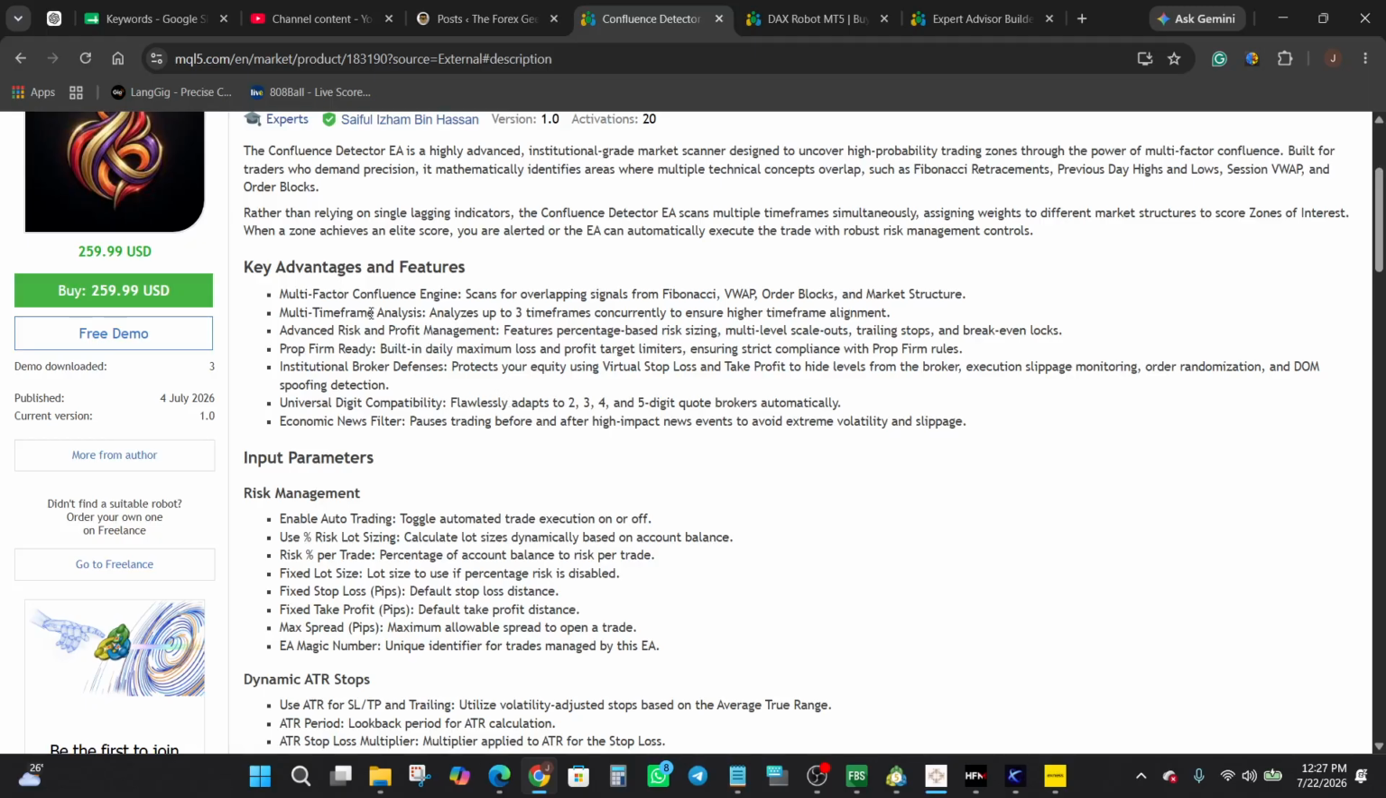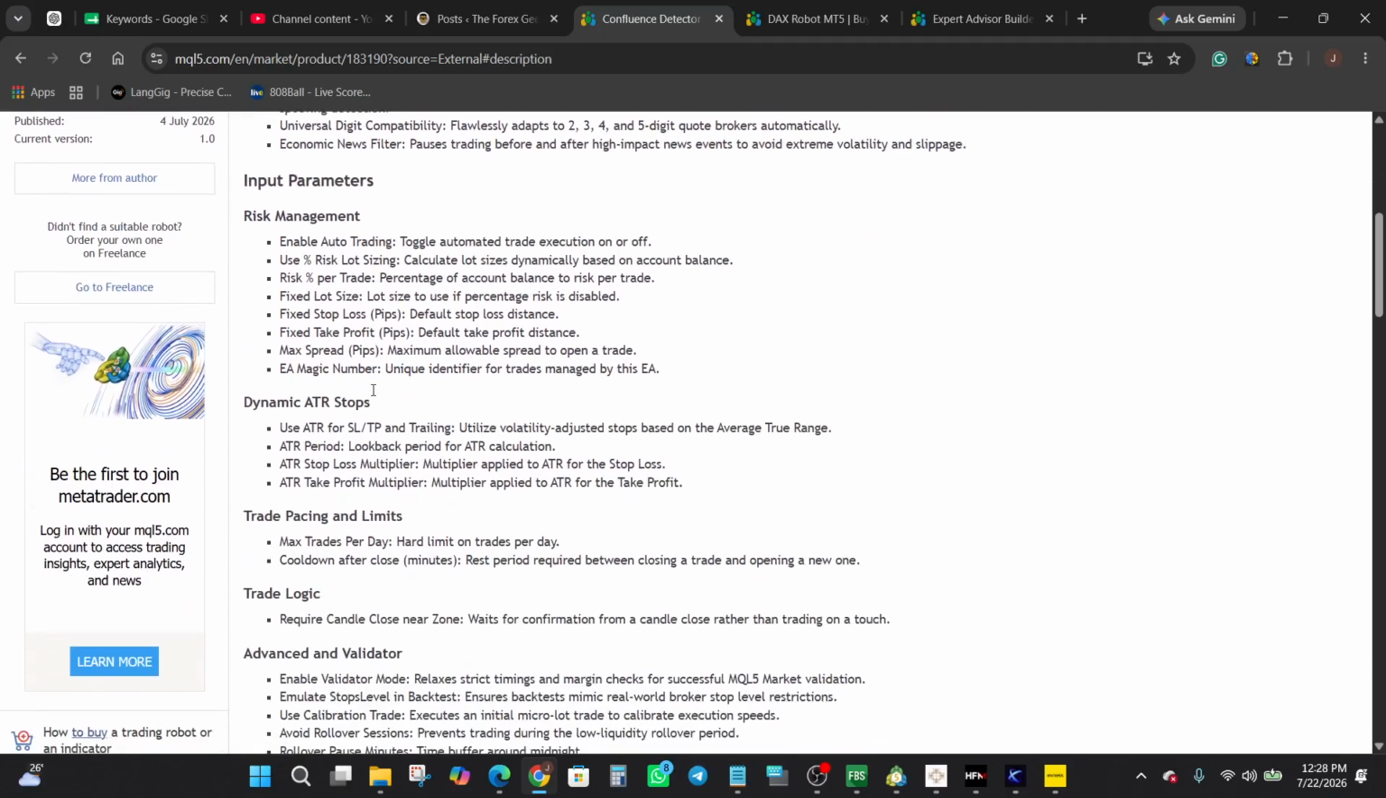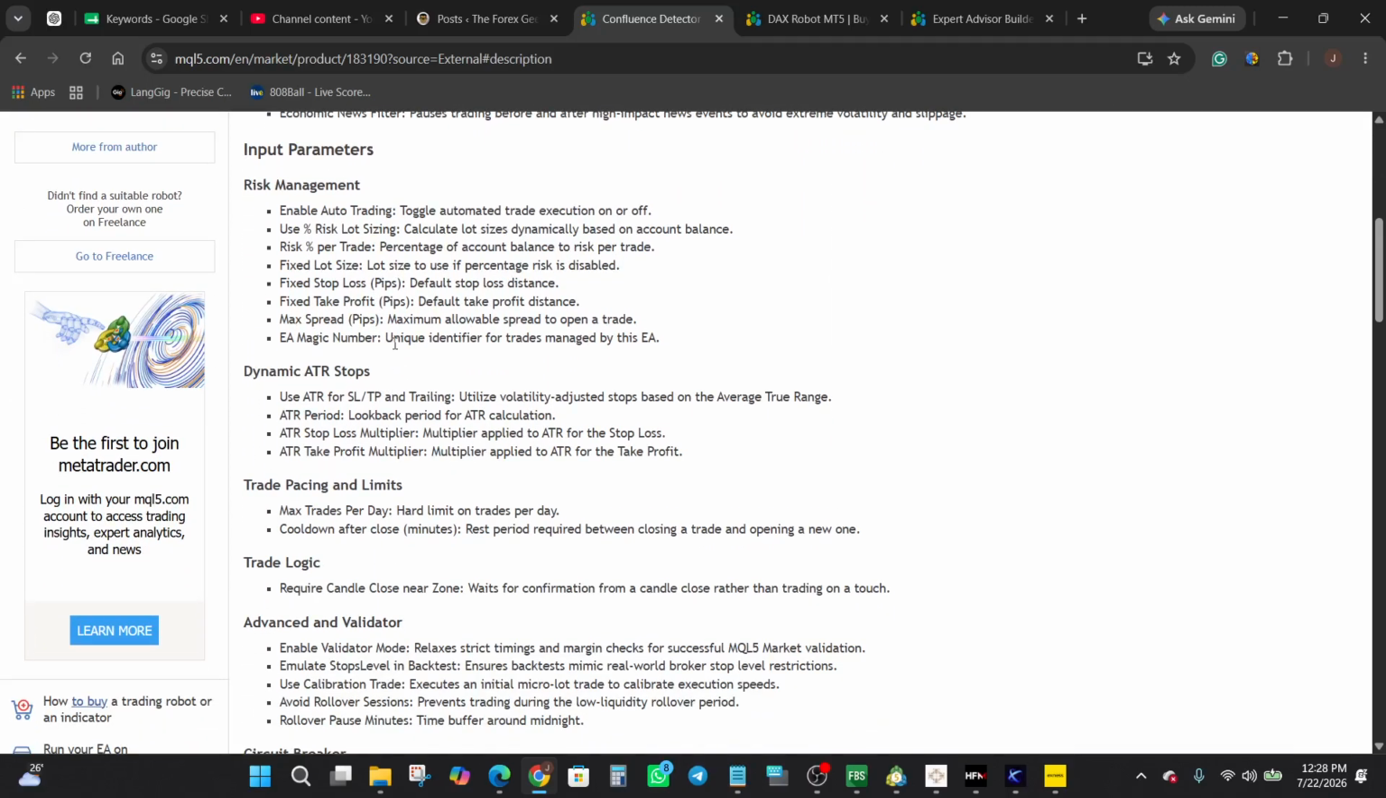risk management. It highlights features like multi-factor confluence from several concepts, multi-time frame analysis up to 3 time frames, advanced risk and profit management, including percentage based sizing, scale outs, trailing stops, and break even. There is also prop firm protection with daily loss and profit limits, broker defenses like virtual stops, slippage monitoring, and an economic news filter.